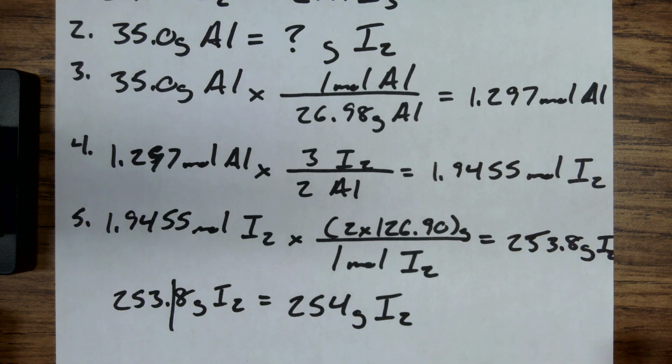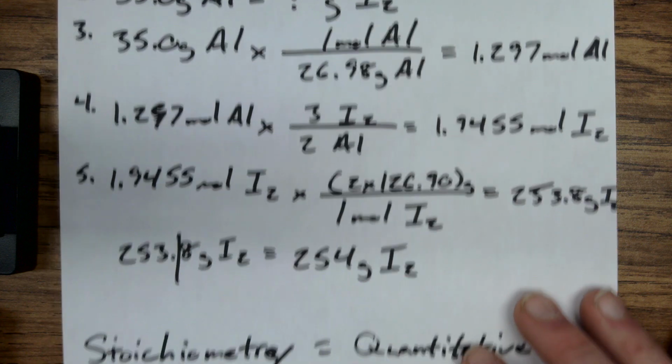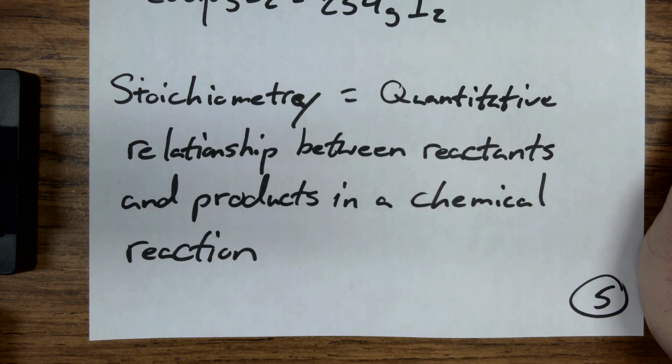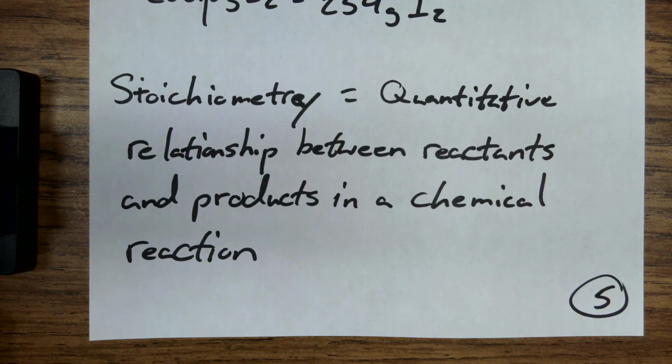Now, in my rush to get us started on this, I totally breezed past the idea of mentioning what is stoichiometry. Now, it's not a question that you're going to have on the test, but you inquiring minds may want to know what in the bloody hell is stoichiometry. It's a quantitative relationship between our reactants and our products in a chemical reaction.